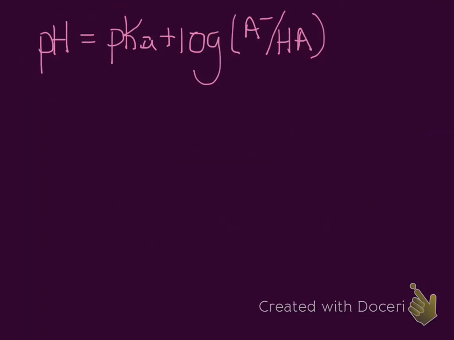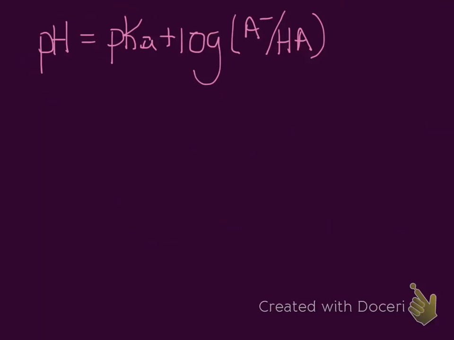All right, so there are two ways to calculate the pH of a buffer. The one equation that will be provided to you on the AP test is the pH version. This is called the Henderson-Hasselbalch equation. The pH is equal to the pKa plus the log of A minus over HA.